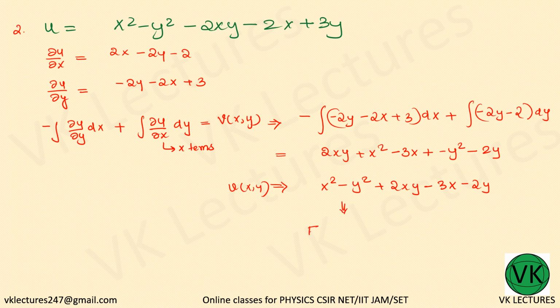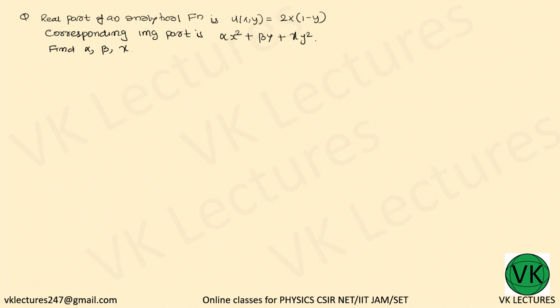And again, v of x comma y is this. Find u of x comma y. The real part of the analytic function is u of x comma y, given as 2x into 1 minus y. The corresponding imaginary part is alpha x squared plus beta y plus gamma times y squared. So we have to find what alpha, beta and gamma are. In the question u is given directly, we have to find v.